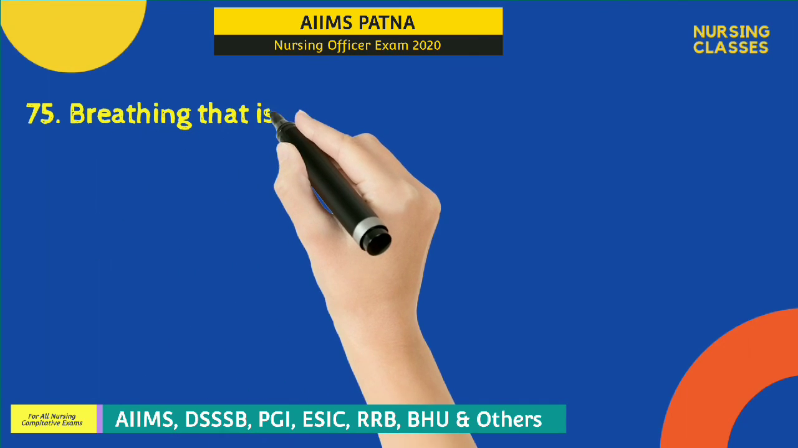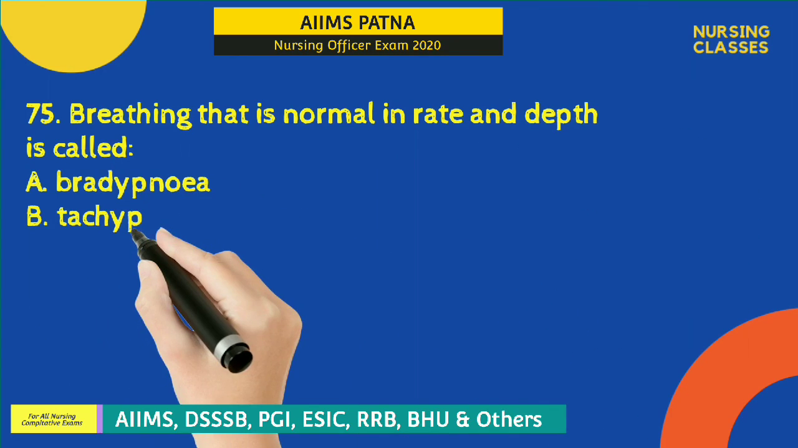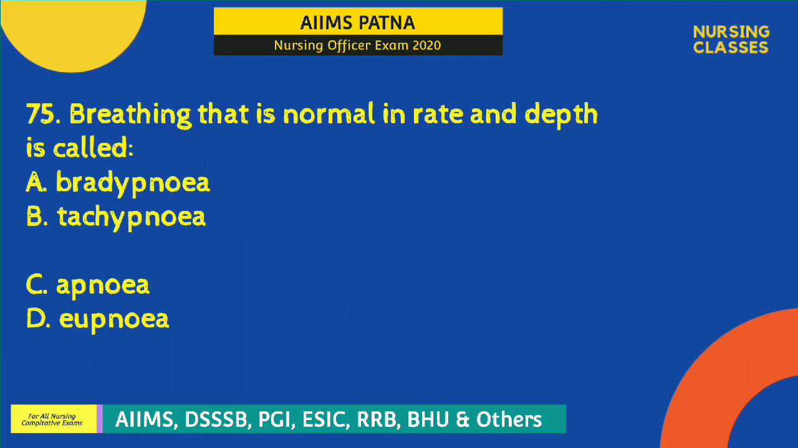75. Breathing that is normal in rate and depth is called A. Bradypnea. B. Tachypnea. C. Apnea. D. Eupnea.